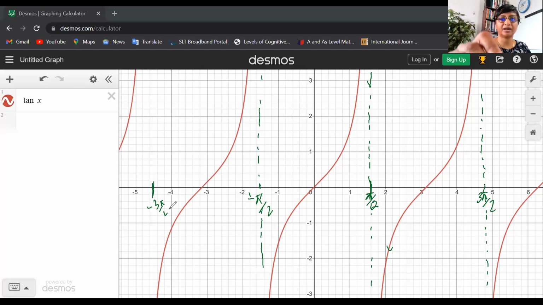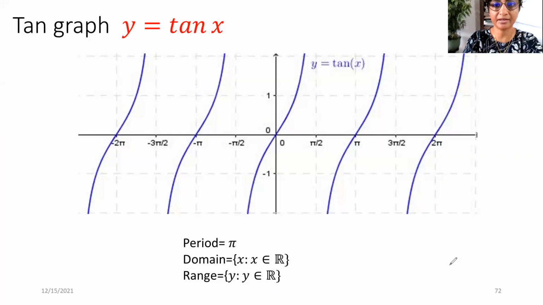Right. So I invite you to use Desmos and explore further. If you want, draw the cosec and secant graphs as well and see how they are. So again, this graph is periodic. The same pattern repeats. Period is pi. Not 2 pi here, period is pi. Okay, you see that? From negative pi by 2 to pi by 2, that's a pi distance. And that repeats.